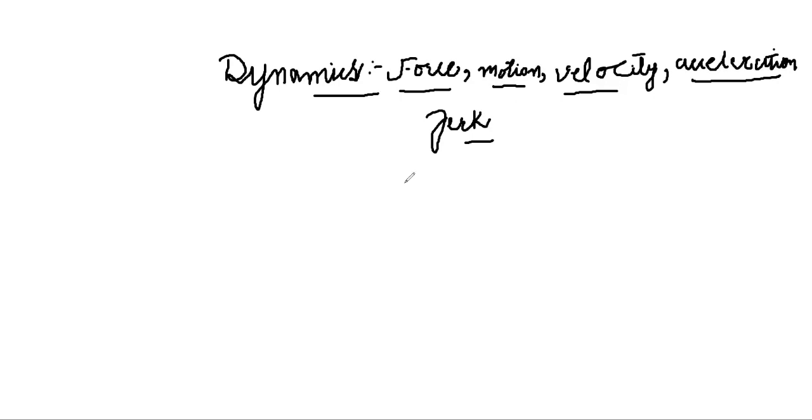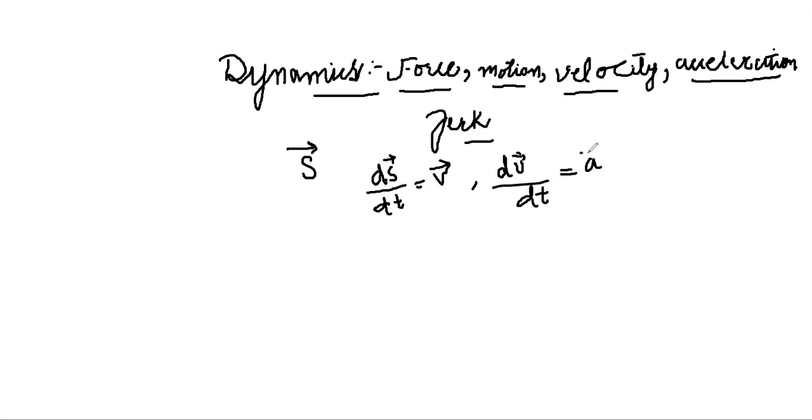If the displacement of a body is expressed in terms of vector s, then ds by dt represents the velocity of the body. Rate of change of displacement is velocity. The time rate of change of velocity, dv by dt, is called the acceleration. And the time rate of change of acceleration, that is da by dt, is called the jerk.